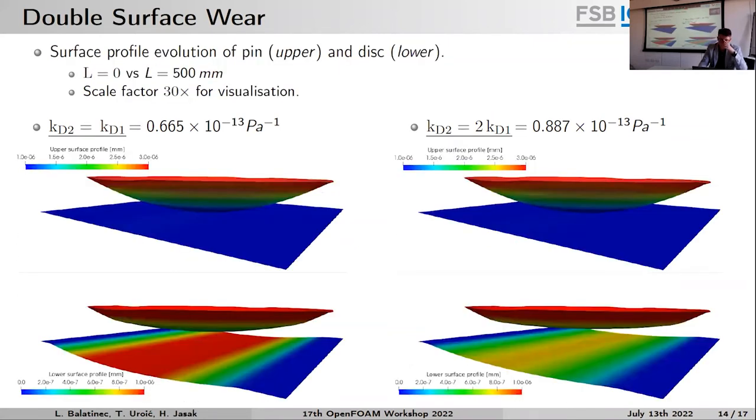In this slide, I wanted to show a visualization of the same surfaces. Again, we are looking at the figures at the starting point. The starting position for both figures on the left and the right are the same, as this is the initial position. And then after 500 millimeters of sliding distance. The upper surface is the pin, the lower is the disk, and we used a scale factor for better visualization. Again, we can see that on the left, the pin is less severely worn than on the right, but for the disk, the situation is reversed.